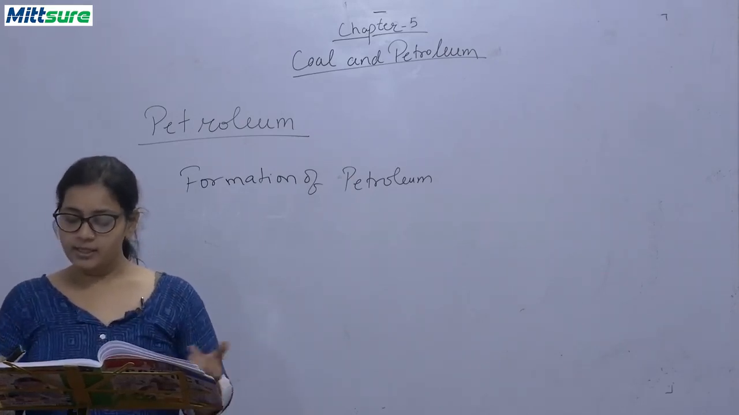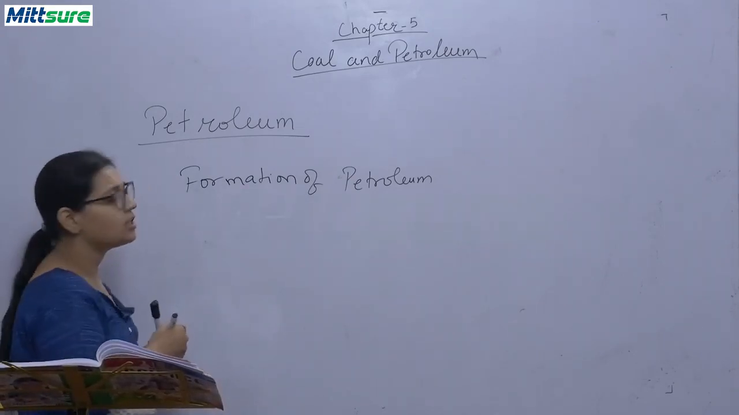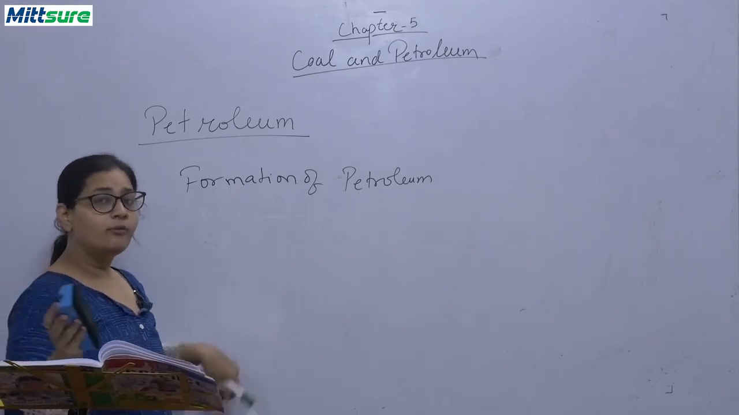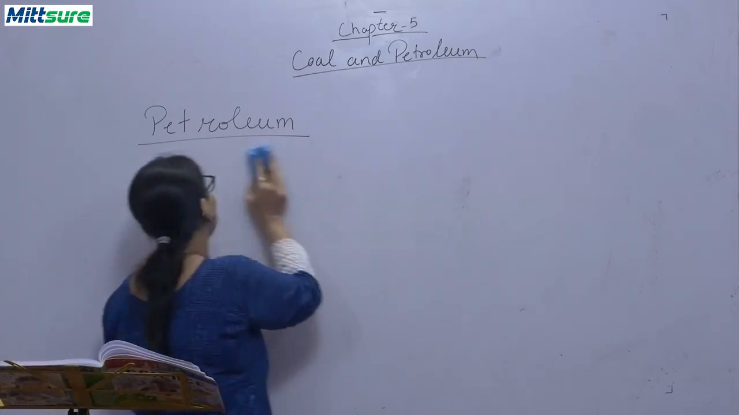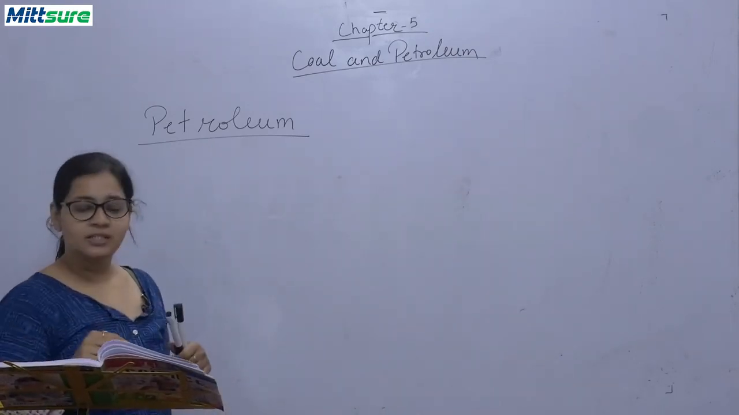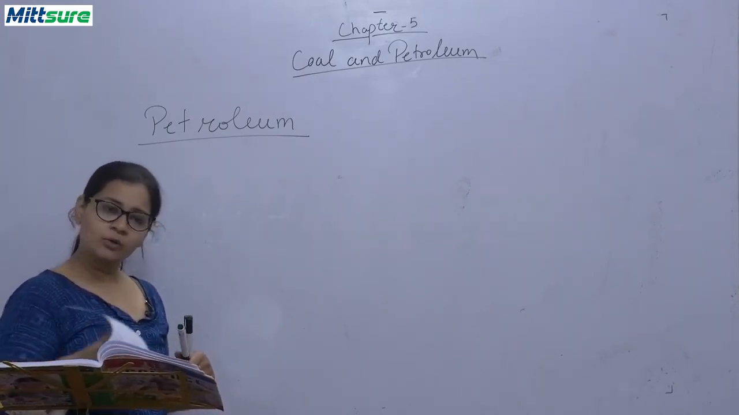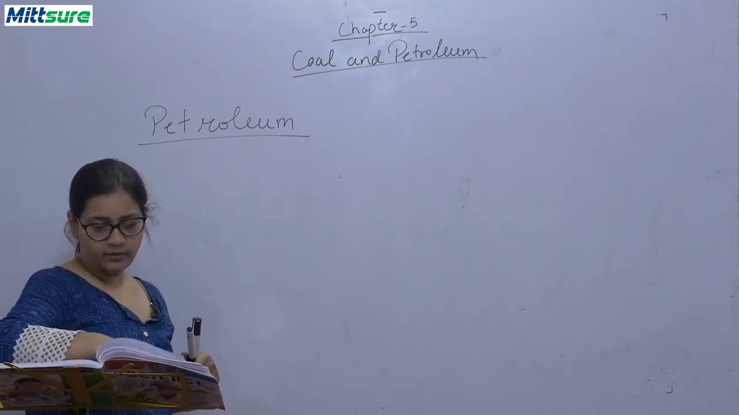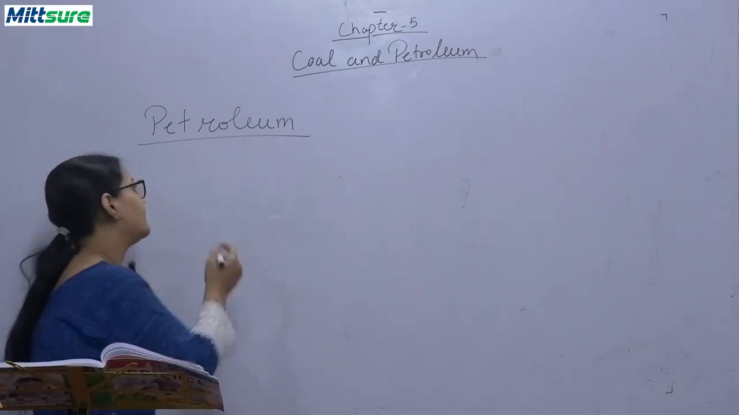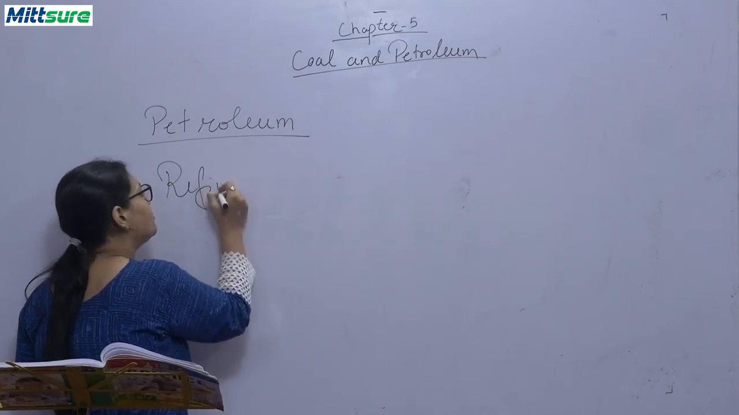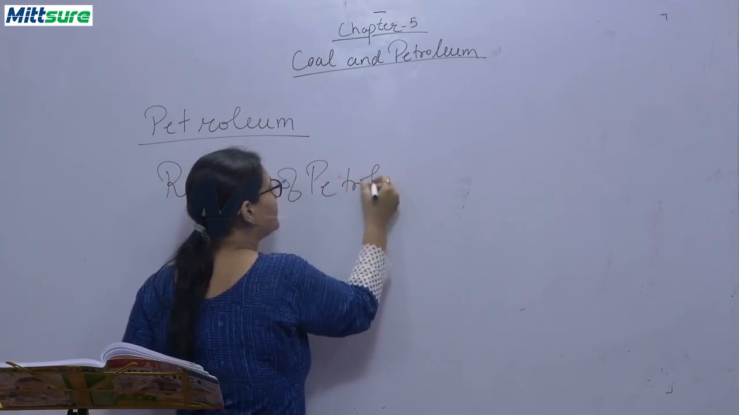Next is an activity of fractional distillation. Why is this activity given? As coal was processed by destructive distillation, petroleum is processed by fractional distillation, and it is called refining of petroleum. So this activity explains the process of fractional distillation. The next heading is refining of petroleum.